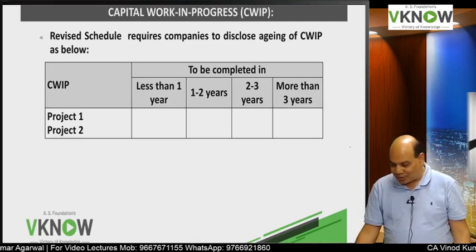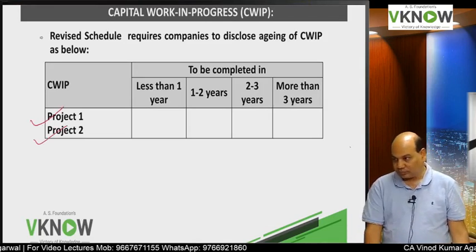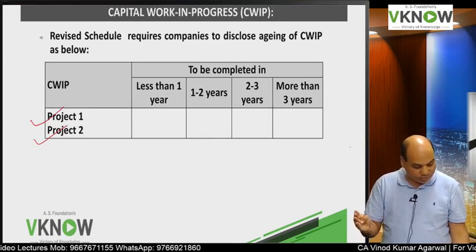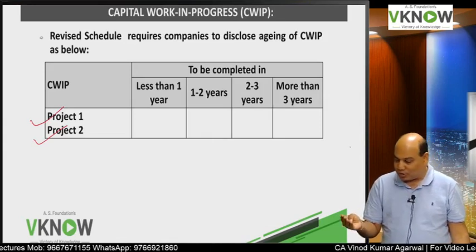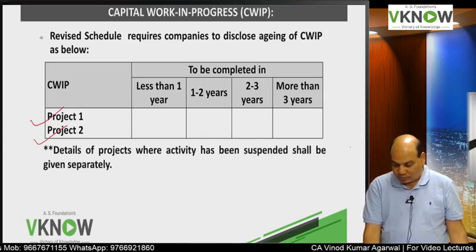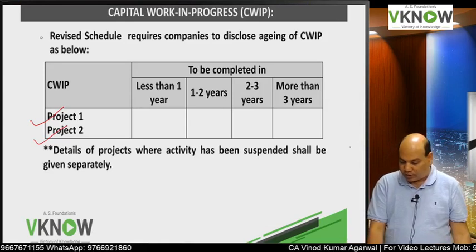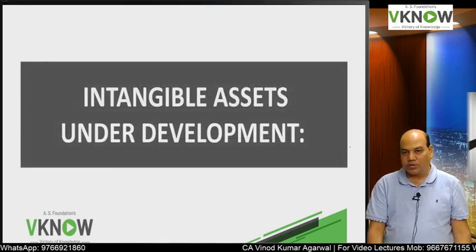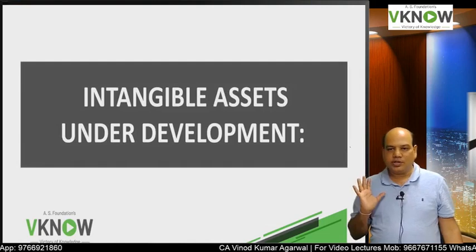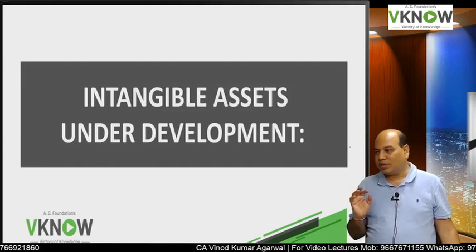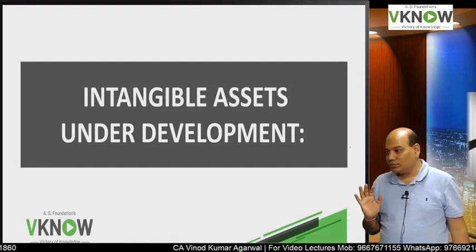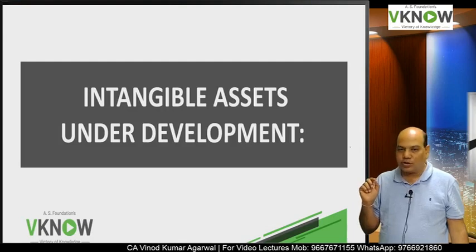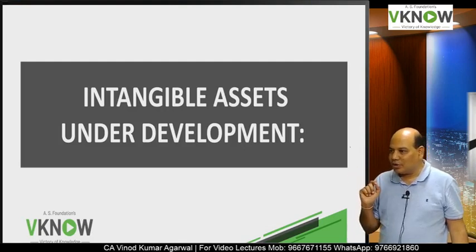Then you also have to give disclosure project wise. Which project was started 1 year, 1 to 2 years, 3 years, 4 years ago, like that. Details of the project where activity has been suspended shall be given separately. As I have told you, a lot of companies have a lot of funds blocked in these ongoing projects, which they simply disclose as capital WIP. Now that breakup is available. That will give the investor a chance to ask the question, why is that money blocked?